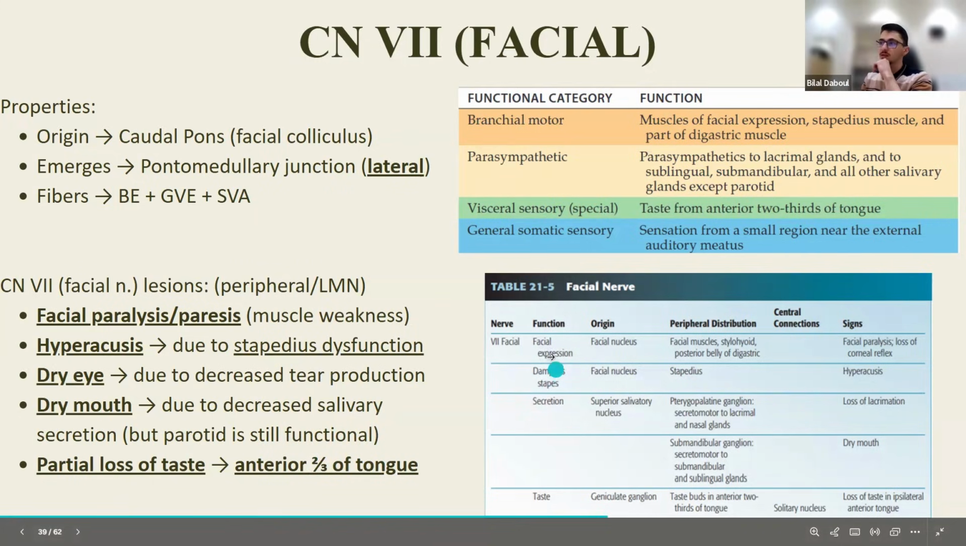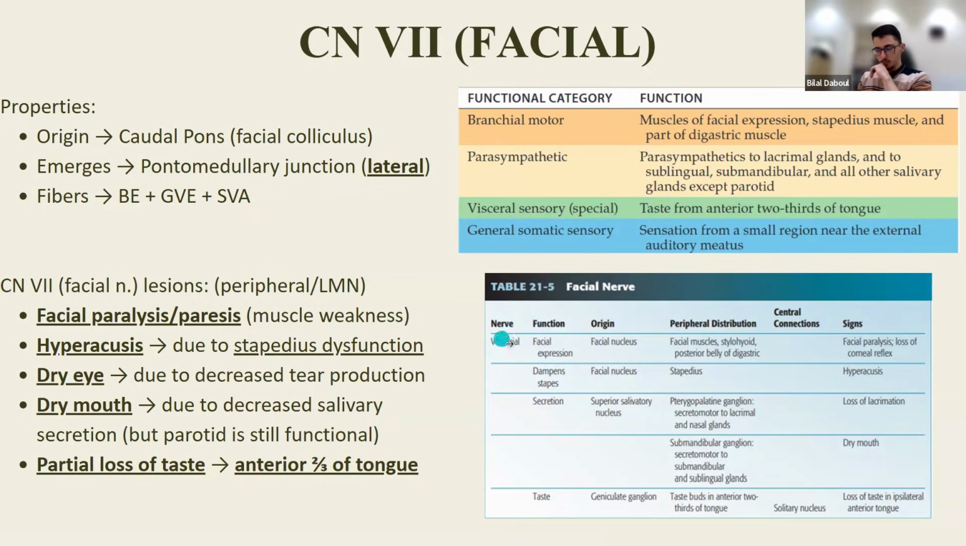The same thing is mentioned in this table. Again, in terms of facial nerve function, facial expression, through the facial motor nucleus at the level of the lower pons, supplies the facial muscles most importantly, and of course the stapedius muscle. This will contribute to facial paralysis and loss of the corneal reflex, because I said the facial nerve is also responsible for reflex eyelid closure through the orbicularis oculi. So if you have a lesion that affects the facial nerve, then the motor limb of the reflex is gone, and hence you would end up with loss of the corneal reflex. It dampens the stapes, meaning it dampens the noise, it lowers the noise. You would have hyperacusis resulting from stapedius dysfunction.